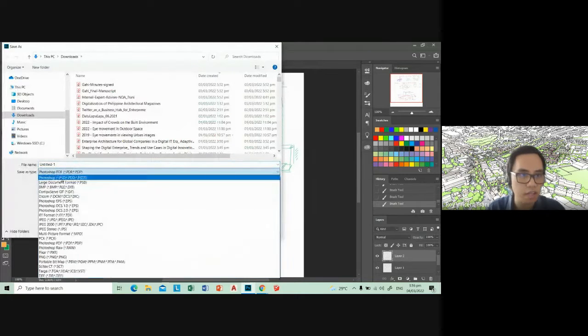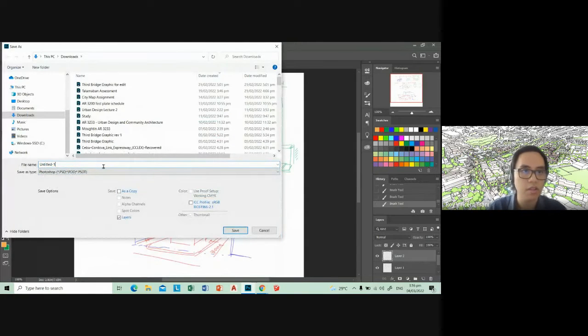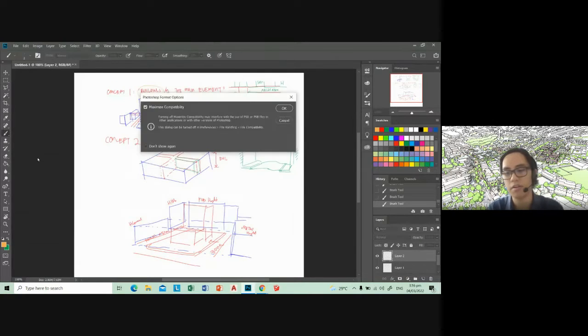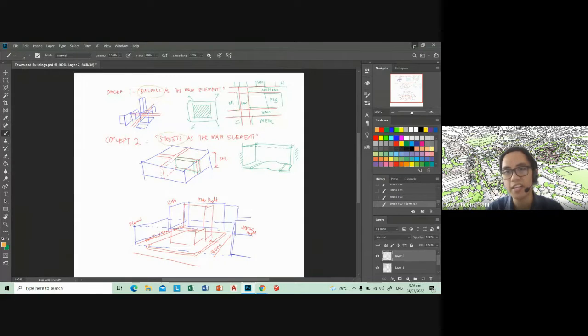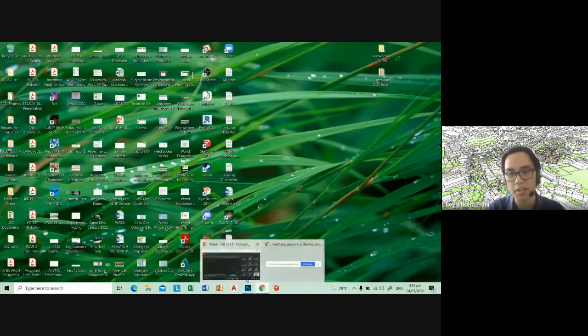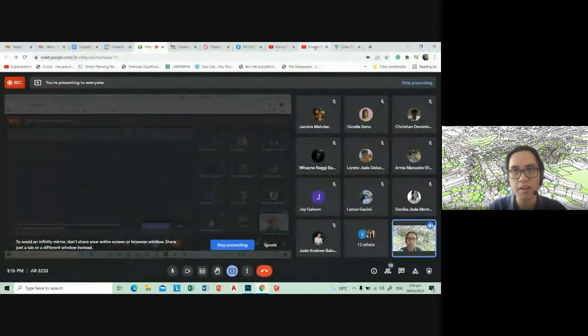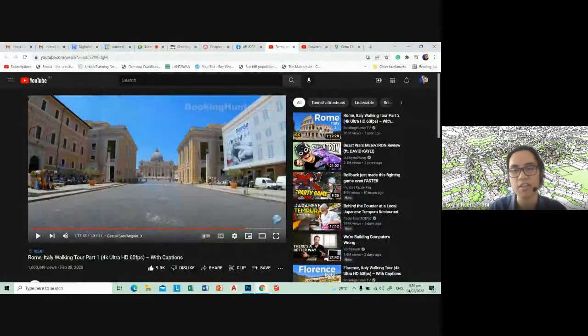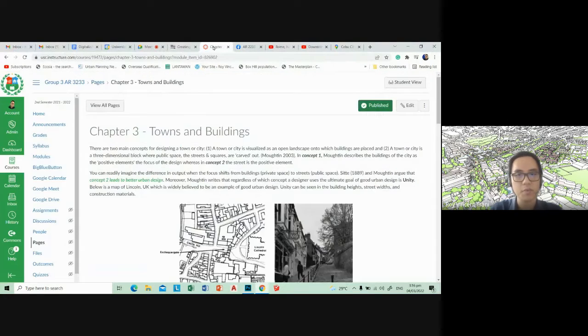I'll just save this as Photoshop, towns and buildings. Okay. So this is just one idea of how urban design can influence architecture. If you have any other reference books, we can talk about that. So let's go to the next part here.